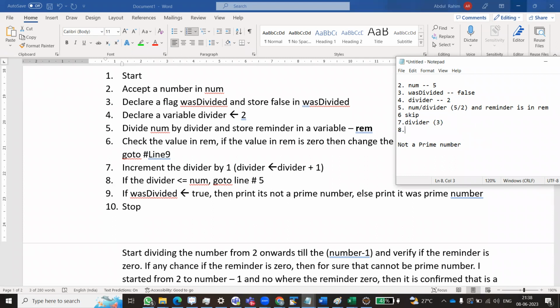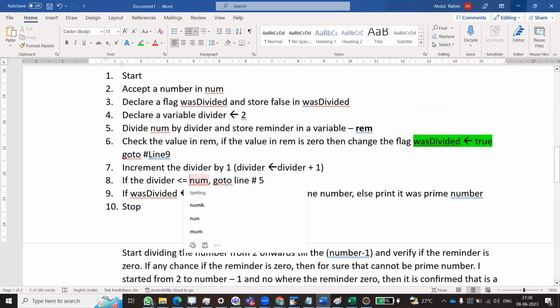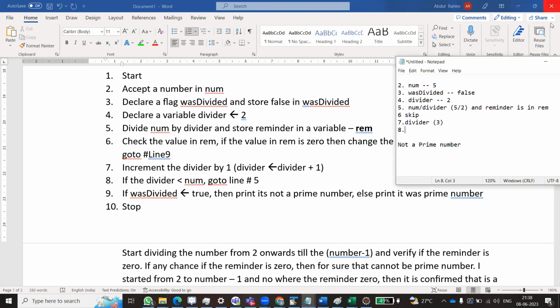If the divider is less than or equal to number minus 1, right? It should be number. Or I can say just lesser than. Okay. Now what does line number 8 say? If divider is less than num. So what is divider and what is num? And is it true or false?